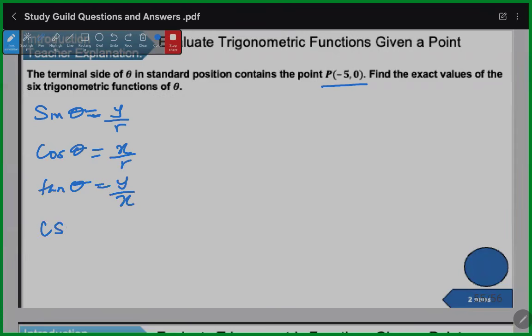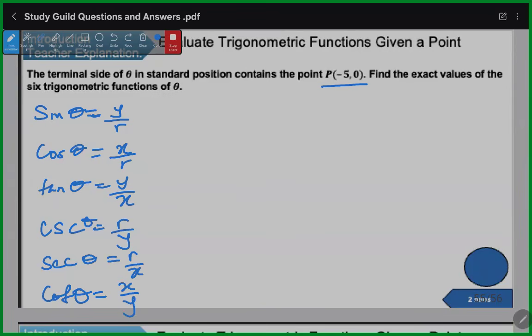Then cosecant is, of course, the inverse of sine theta, which is r over y, and sec theta is r over x, then cot theta. Cot theta is x over y. Okay, so how do we find r? r is just like your hypotenuse when we are using the right triangle.